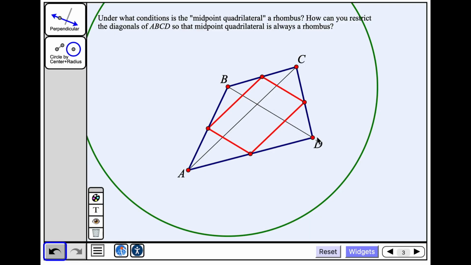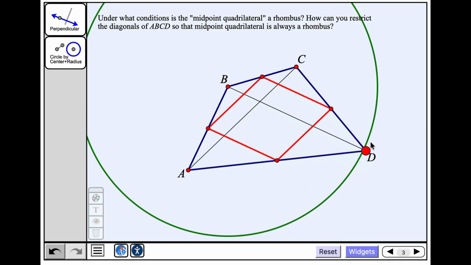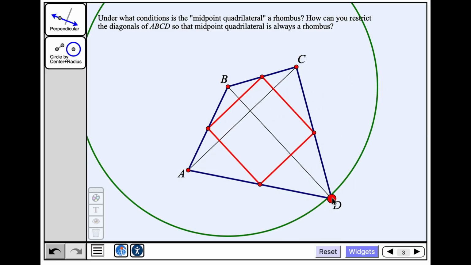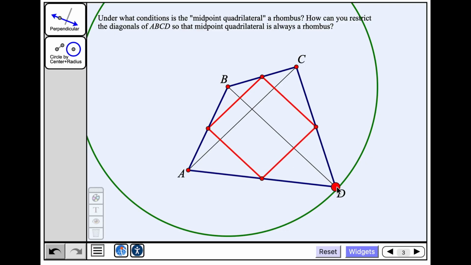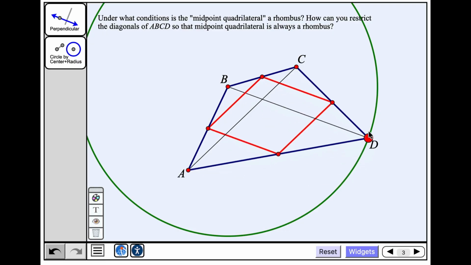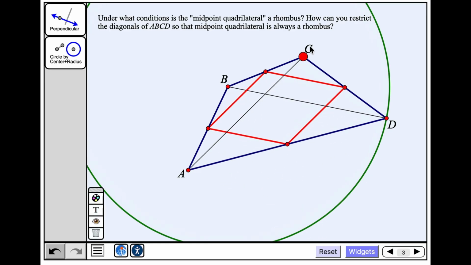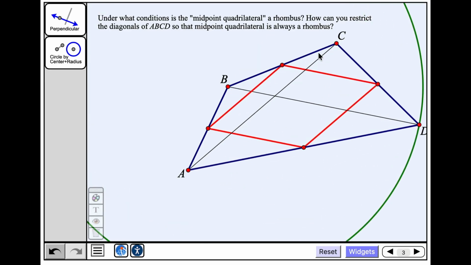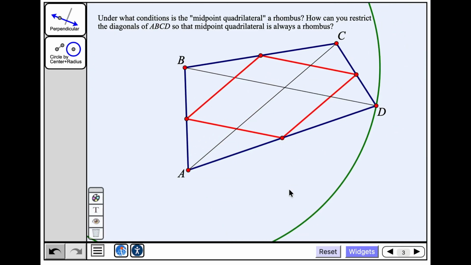All right, so now if point D were to sit on this circle, then we would have two diagonals, AC and BD, that were equal in length. Well, I can do that. I can simply drag here and then let go. So now I have these two diagonals, AC and BD, that are equal in length. And no matter how I drag the four vertices, I always obtain a rhombus.